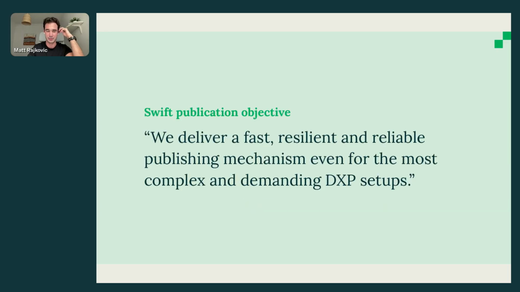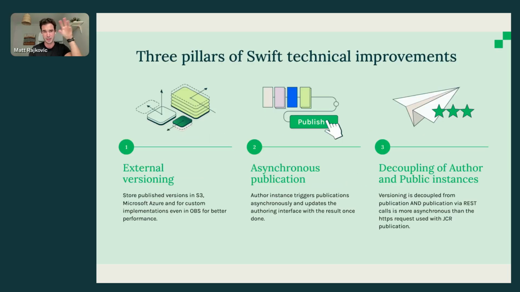With Swift publication, we really deliver a fast, resilient, and reliable publishing mechanism, even for the most complex and demanding DXP setups. For setups where you have plenty of content, you get plenty of benefits from Swift publication, because we externalize versioning, which the JCR out-of-the-box versioning is not the most performant one at. So right now, versions with Swift publication are going to be stored in external storage, making the time needed to create a version of a page much, much faster.